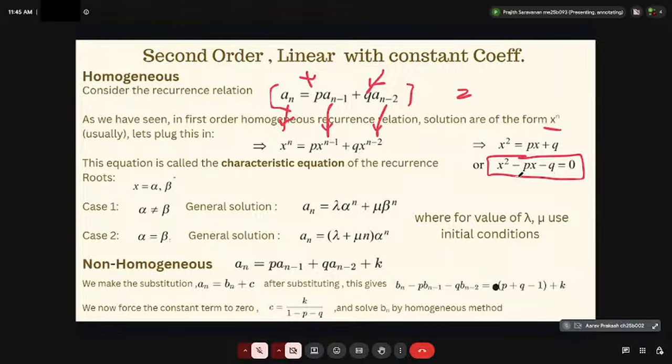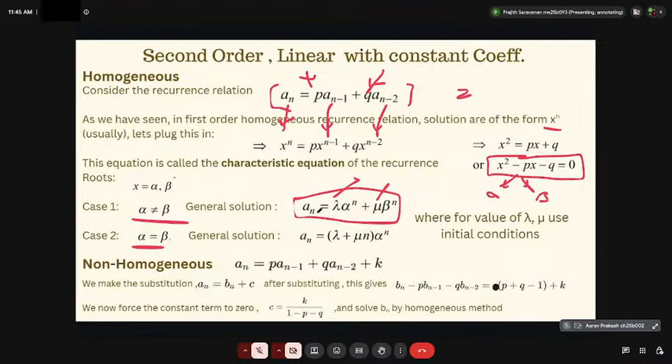This equation will have two solutions because it's a quadratic. We'll have alpha and beta. So there are two possibilities. The first case is when alpha is not beta, and the second case is alpha is beta. If alpha is not beta, they're both distinct solutions. Then we can write the general solution in this format. Lambda and mu are going to be constants, and alpha and beta are the roots. This is basically a superposition of the two roots, alpha and beta.